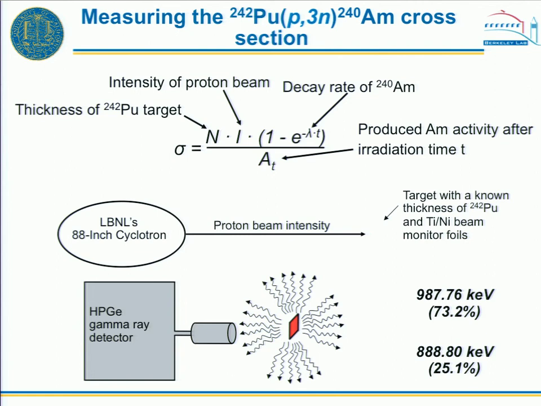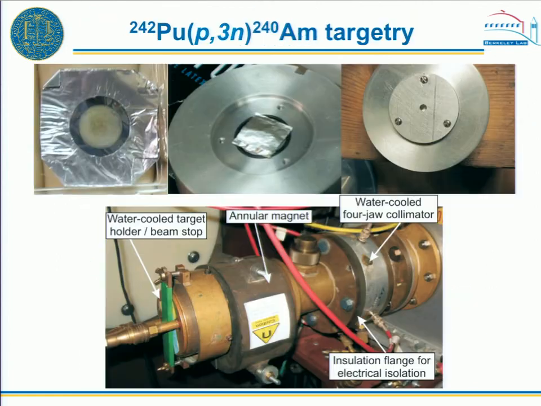Fairly straightforward procedure. Once we have our targets, here I have a photo of them again. We wrap them in an aluminum containment foil and clamp them to a water-cooled aluminum block, which we put at the end of a beamline at the 88-inch cyclotron at Berkeley. We then irradiated it with protons and measured the proton dose.